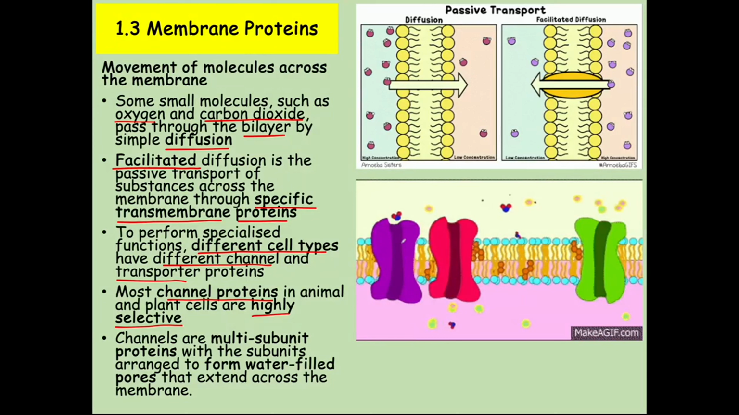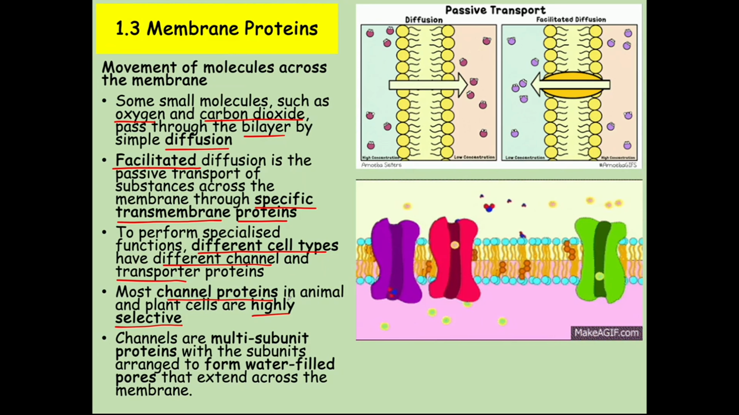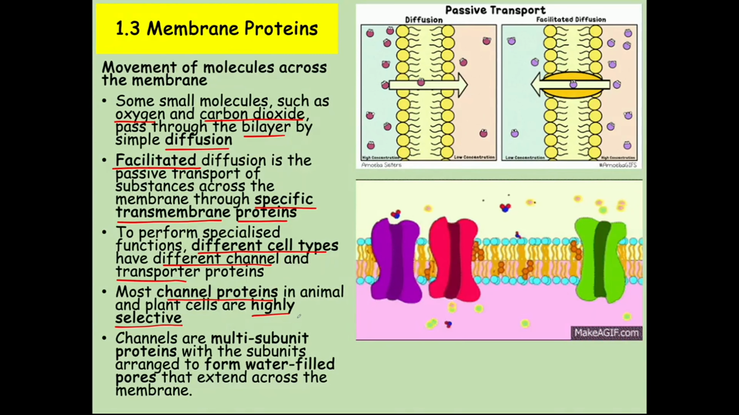The green one couldn't pass through here, the yellow one couldn't pass through here or here, and the red and blue one couldn't pass through here or here. Okay, so these molecules are highly specific to a particular channel protein, and that obviously depends on the particular cell it's in, and they're very selective, which means they only allow their specific molecules to pass through.